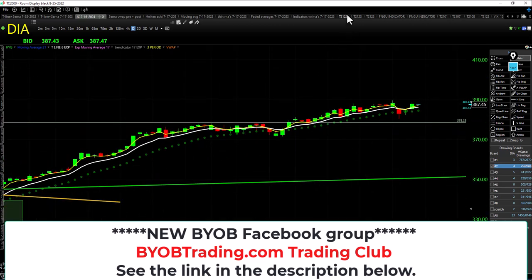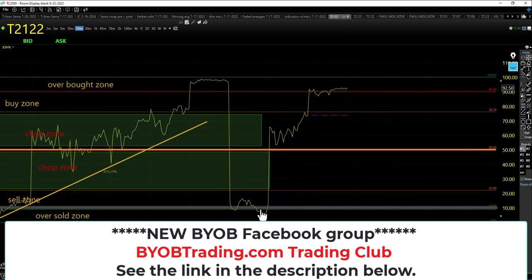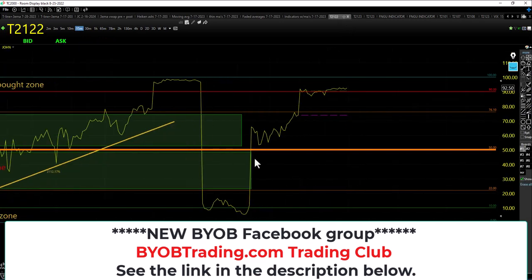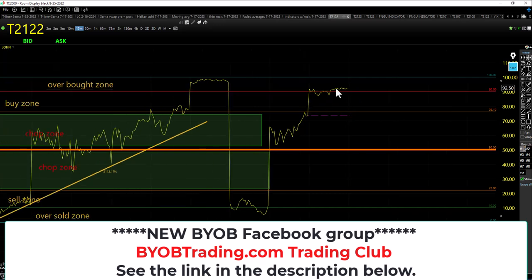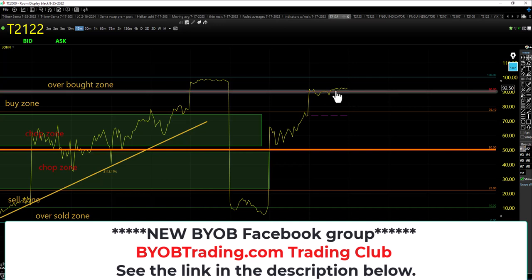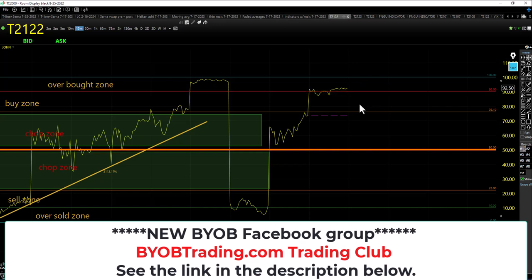All right, let's take a look at our technicals. T2122. At the end of the previous day, we were chopping around in the buyer's chop zone right here. Then we bumped up here into the overbought zone, and we hung out here all day. Guess what I'm expecting today? More of the same. Right up here in the overbought zone, or down here and then back up there. So that's what I'm expecting.